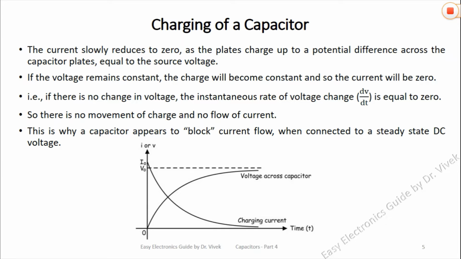If the voltage remains constant, the instantaneous rate of voltage change is equal to 0. So there is no movement of charge and no flow of current. This is why a capacitor blocks a steady state DC.